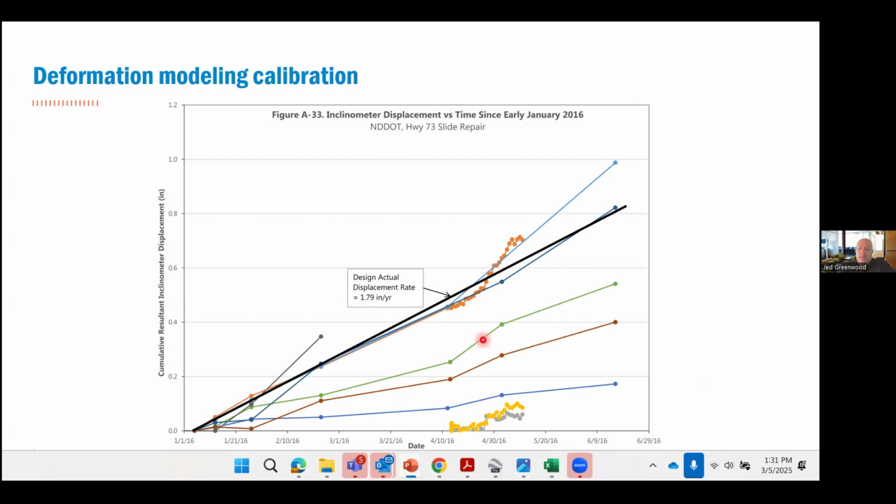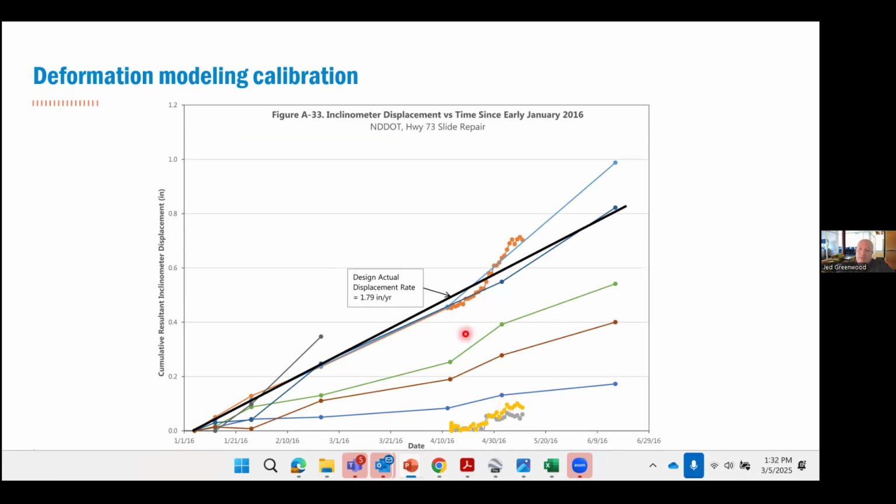Okay, deformation modeling calibration. This is a plot of inclinometer displacement in inches versus time. There are various locations where we were measuring, but in general, you could see that the displacement rate was about 1.79 inches per year. So we knew that this landslide had that velocity, and we wanted to account for the momentum in the FLAC model because the landslide's moving. Then we put the drilled shafts in, and what is our post-stabilization deformation rate going to be?